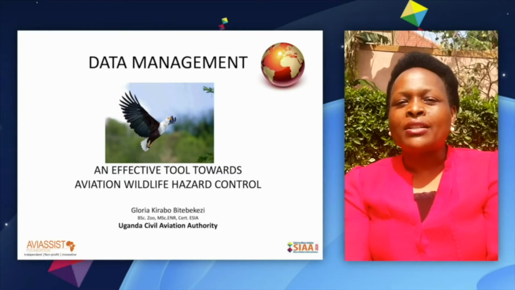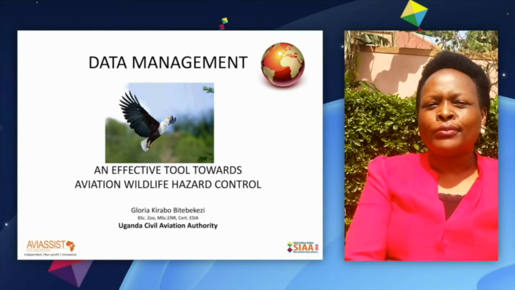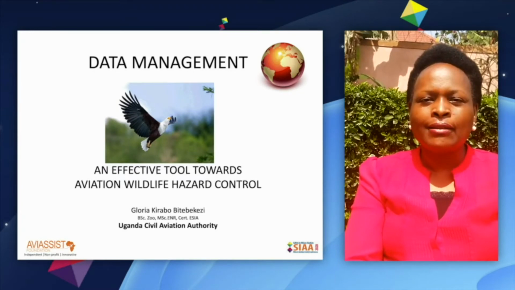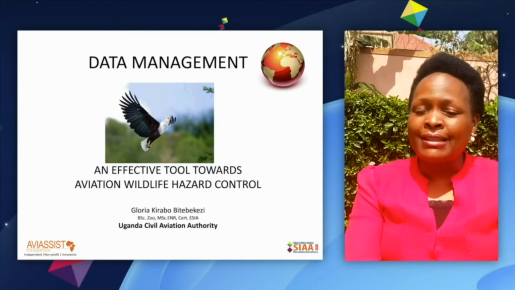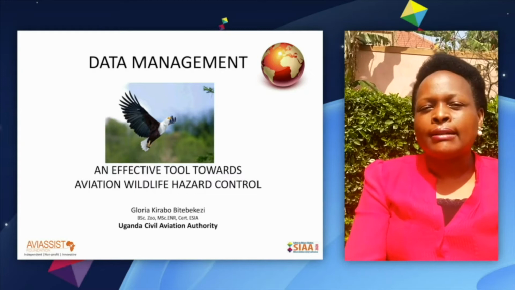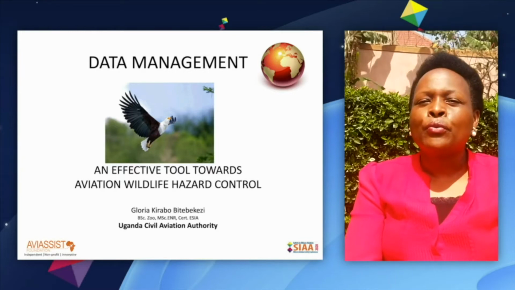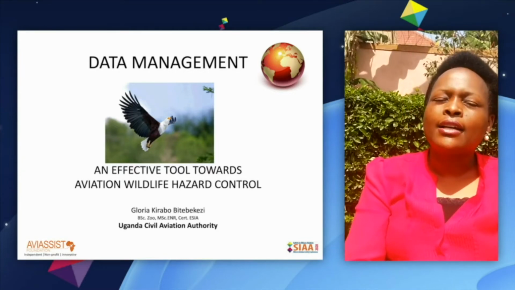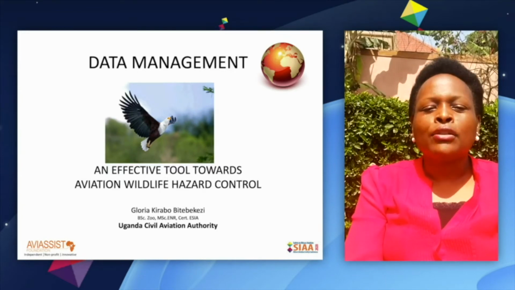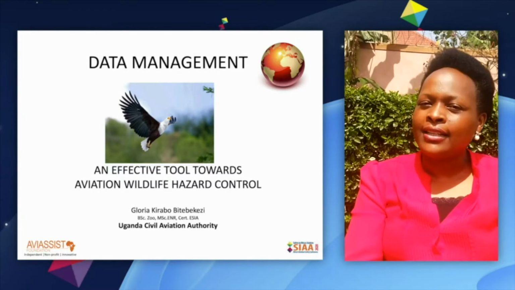Data management involves data collection, and at Entebbe we collect a number of different data. We collect wildlife species, the different types of species there. We also collect wildlife strikes. We record incidents that have happened, and this is actually a requirement by ICAO. We also record data to do with habitats, for example grass height, so that we can understand what species are attracted to different types of grass and different heights.